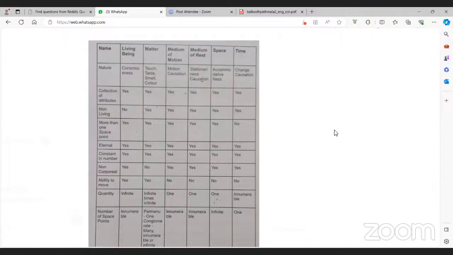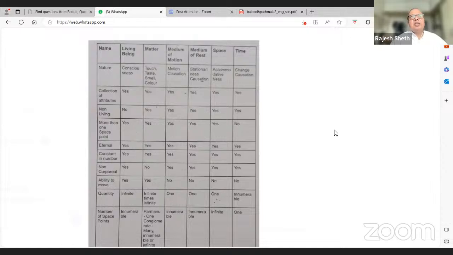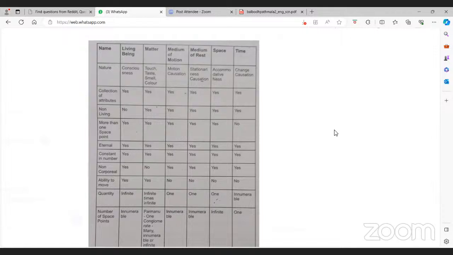Sir, can you repeat the five one sense beings that you just told? Agni is fire, Jal is water, Vayu is air, wind. Prithvi is earth. These are 4. And then the Vanaspati, plant kingdom. Thank you.